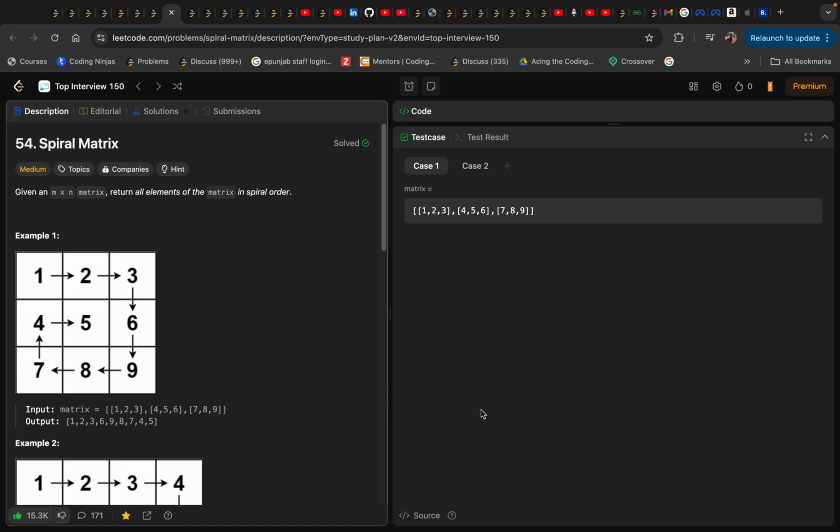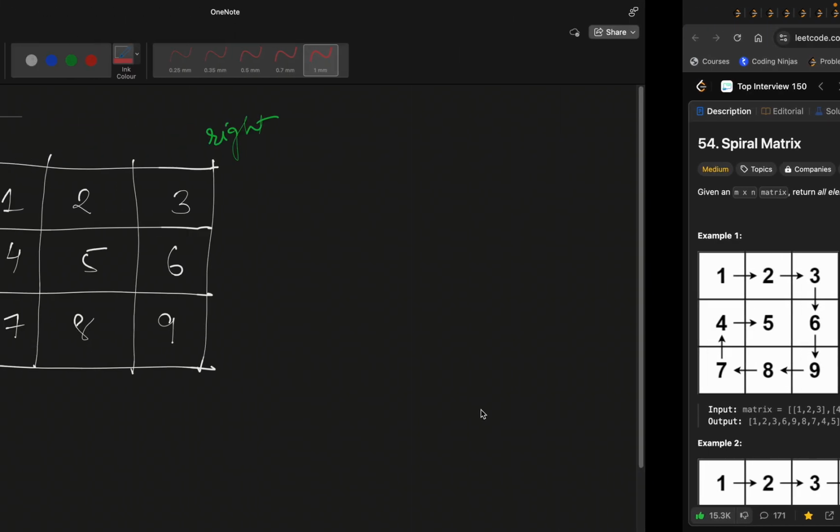Today's question is sort of an interesting question, but I believe that you will enjoy the same. We have to return the matrix in spiral order. We are given an m cross n matrix, and we have to return the order of elements in a spiral order in a 1D vector, in a 1D array.